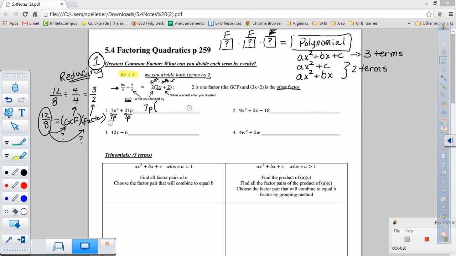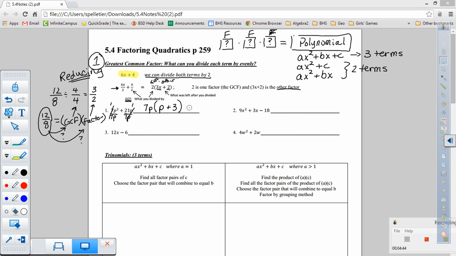So 7 divided by 7 is 1. I had 2 p's and I took 1 away. It left me with 1p. 21 divided by 7 is 3, and p divided by p is 1. So my two factors are 7p and p plus 3.